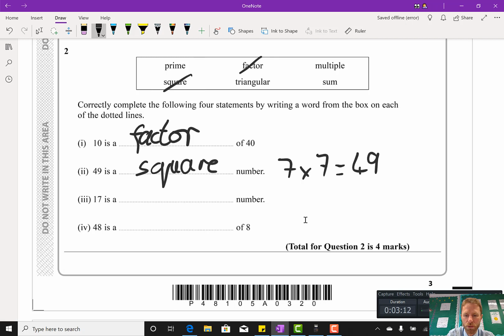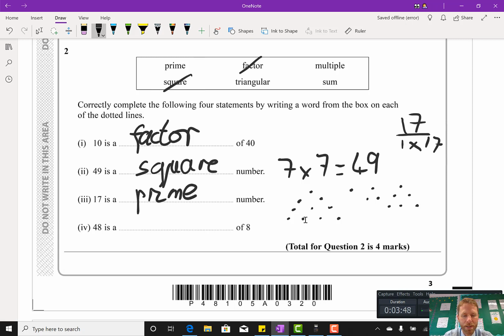Triangular numbers start with 1 and then 3, 5, 9. So the triangular numbers go out like that, but I'm looking at 17 and I'm wondering what the factors of 17 are. And it's got 1 and 17, so it's only got two factors, so 17 is a prime number.